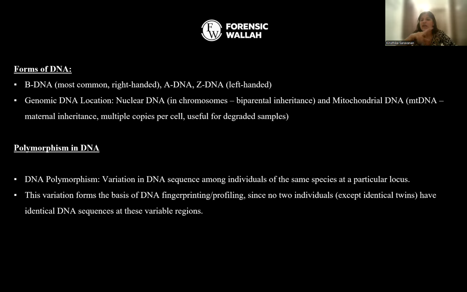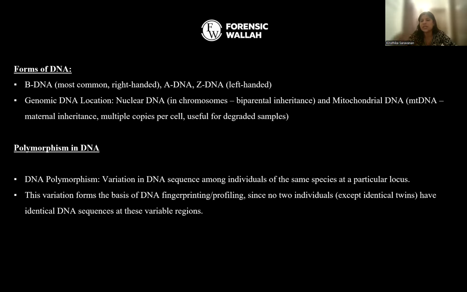Then we have two types of DNA basically, nuclear DNA and mitochondrial DNA. Nuclear DNA is biparental. That means you can get nuclear DNA from both your mother as well as from your father. Whereas mitochondrial DNA is also called maternal DNA. It is mainly passed on from the mother to the offspring only. And for both of these types of DNA, multiple copies per cell can be produced.